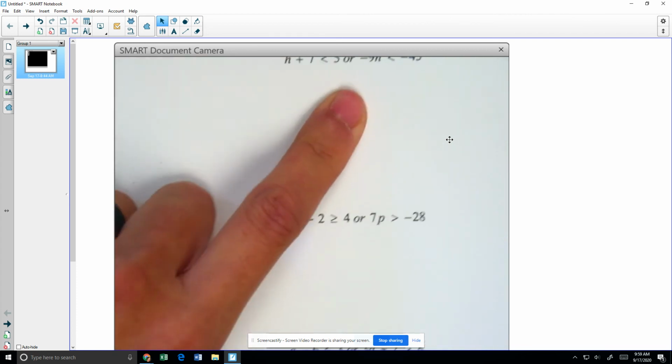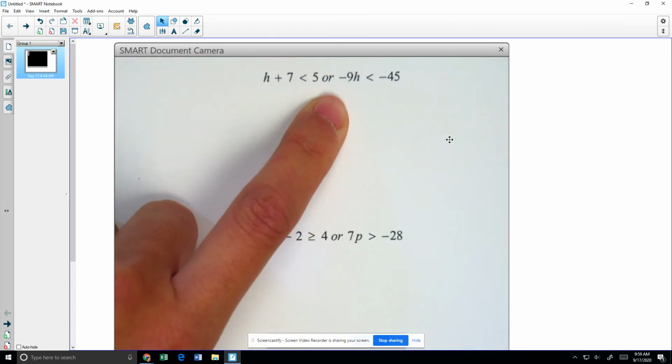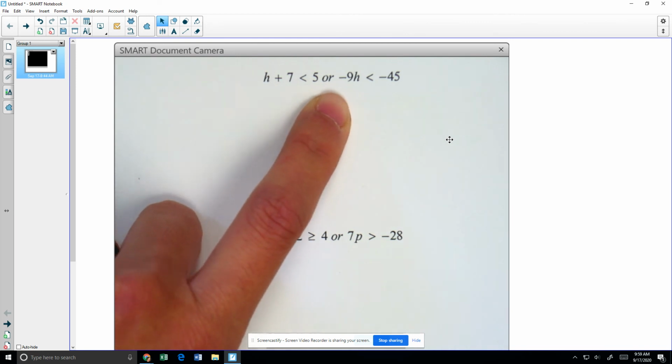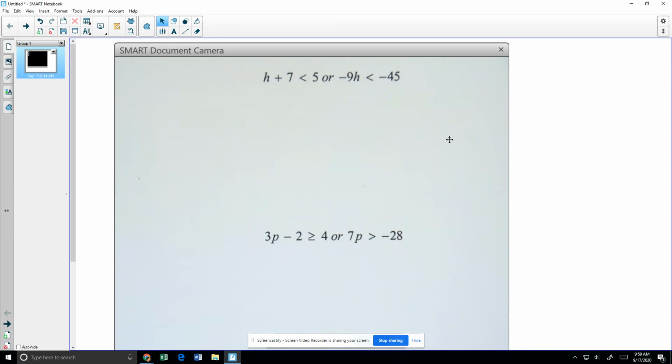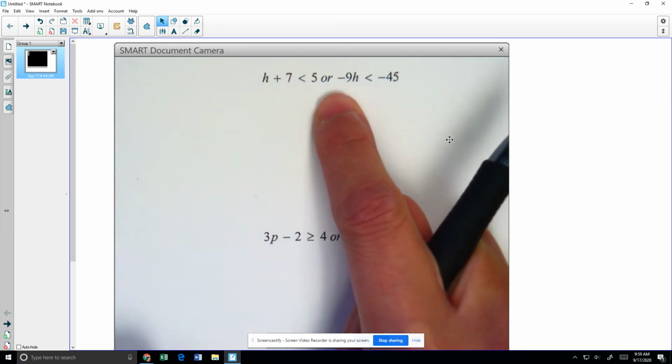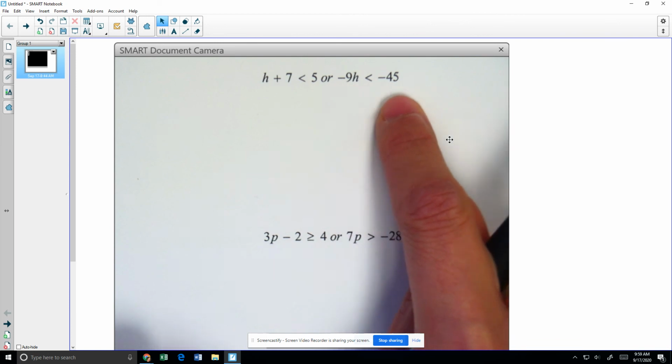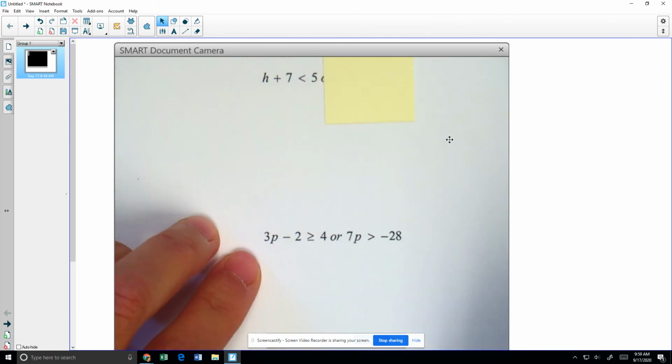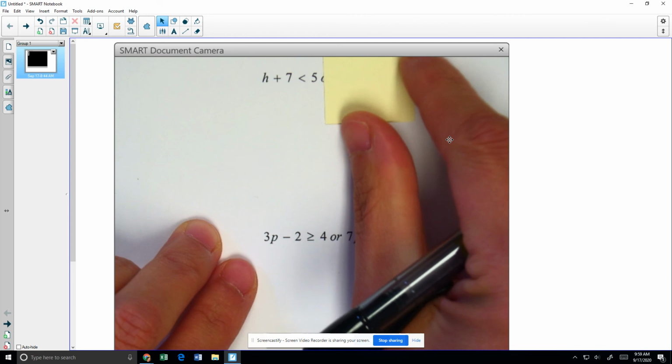Okay, now look at this problem. Do you see how this one looks different? There's an or here. Ors are actually much easier than ands. Because when you have an or problem, this is what you just do. If it's h plus 7 is less than 5 or negative 9h is less than negative 45, you treat it as two separate problems. So I'm just going to solve that one first.